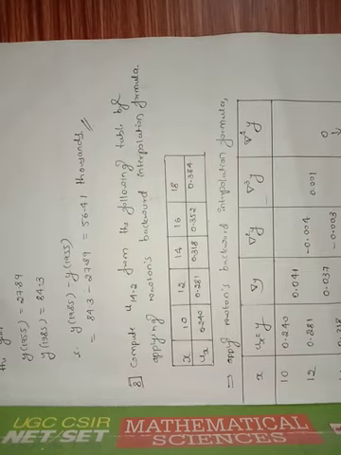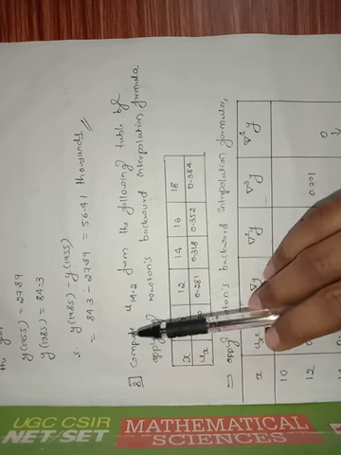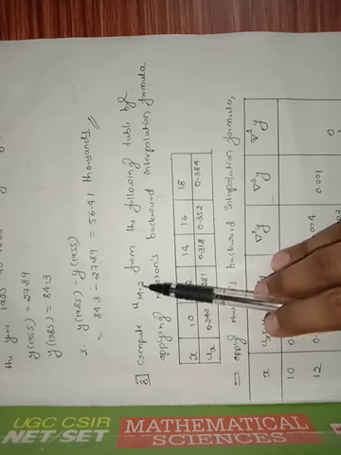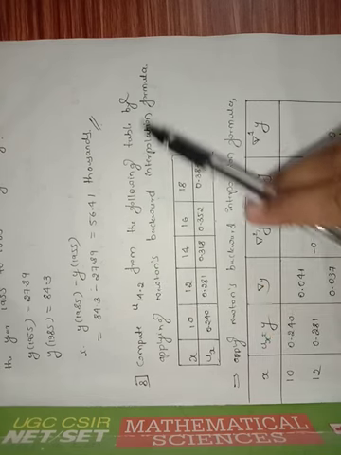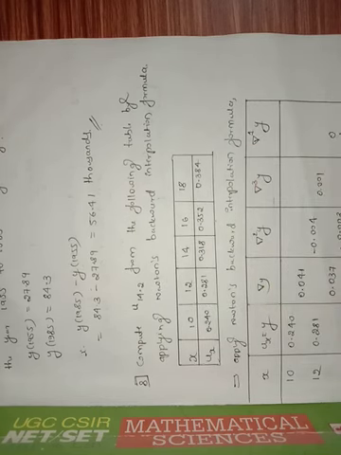This is also an important problem. Just see here the statement of the problem. What we have: compute or find u suffix 14.2, u14.2, from the following table by applying Newton's backward interpolation formula.